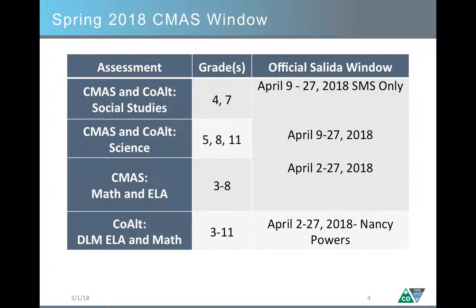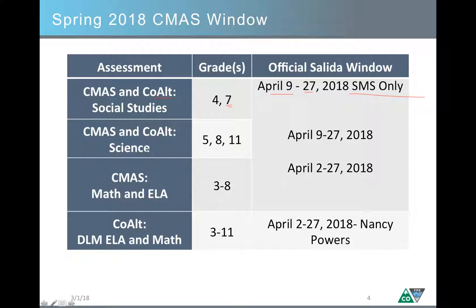Okay, let's get going. Let's look at our windows just to make sure that you know what tests we actually are administering this year. So first of all, CMAS does Science and Social Studies, and we also have the COALT, which stands for Colorado Alternative. It's for students who have a cognitive disability. The Social Studies test this year is only going to be administered in grade 7. It can't start until April 9th, and it will finish up by the 27th. And the Social Studies test this year is only at Salida Middle School.